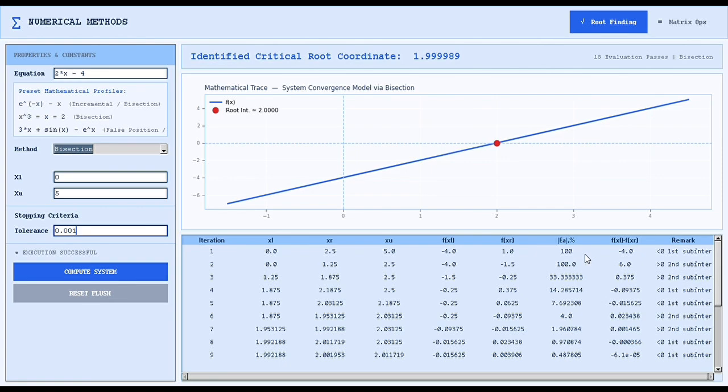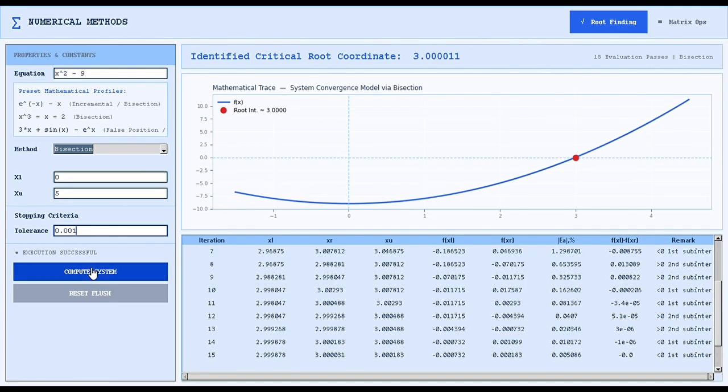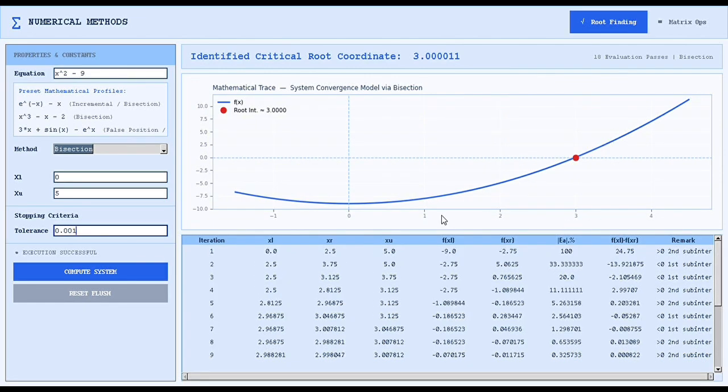The graph shows a straight line crossing the x-axis at approximately 2.0. For a binomial equation, I use x raised to the power of 2 minus 9, which has 2 roots. To find the positive root, I set xl equals 0 and xu equals 5, and a tolerance of 0.001. Result is 3.0, confirmed by the red dot on the graph.